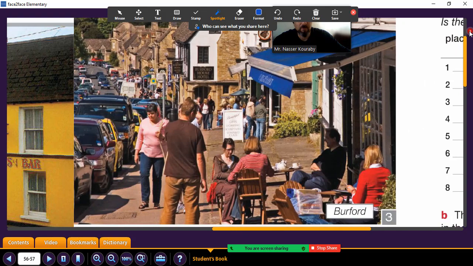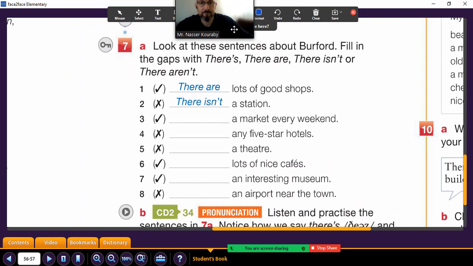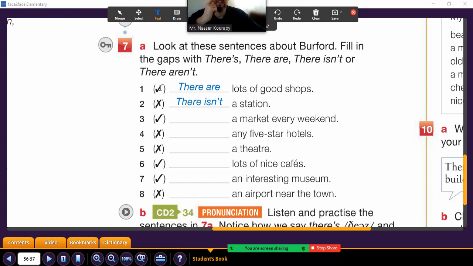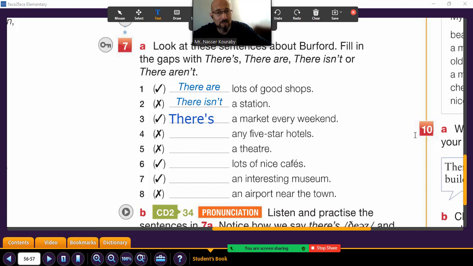So, let's see here. Yeah, here this is positive, tick, cross is negative. So, why there are here? Because lots of shops, plural, is a station, but negative. Okay, number 3, yeah, how can we write it? A market, very good, is. Now, positive or negative? Positive, so we write, there's. Okay, always write contraction. If you write contraction, it's better. There's a market every weekend.